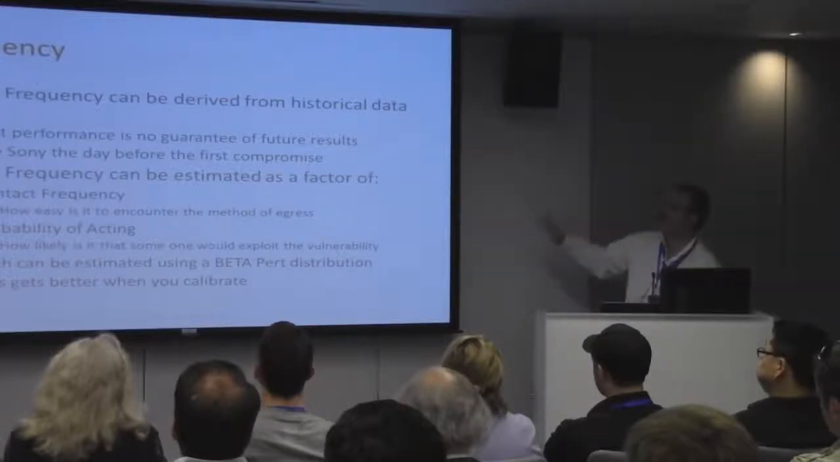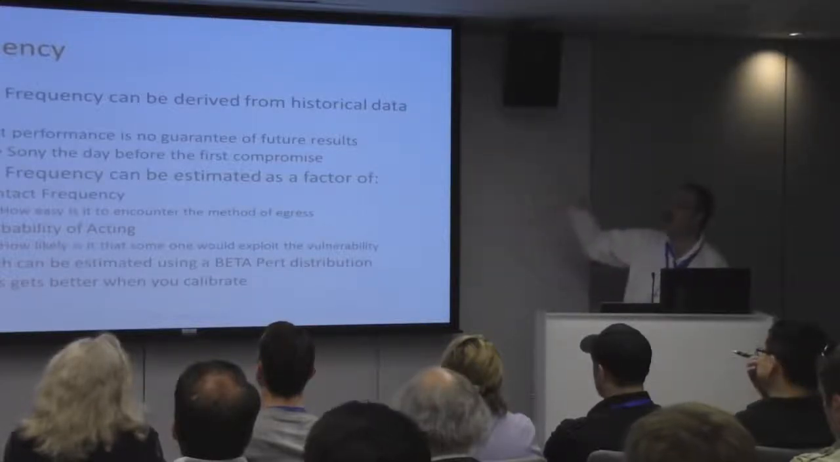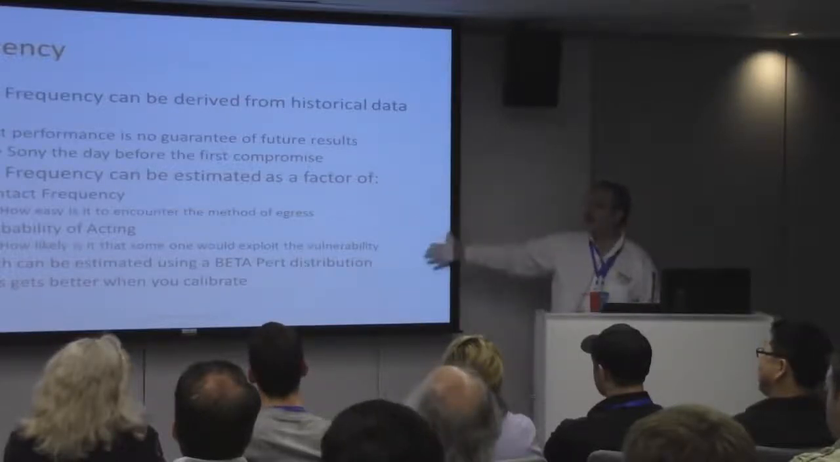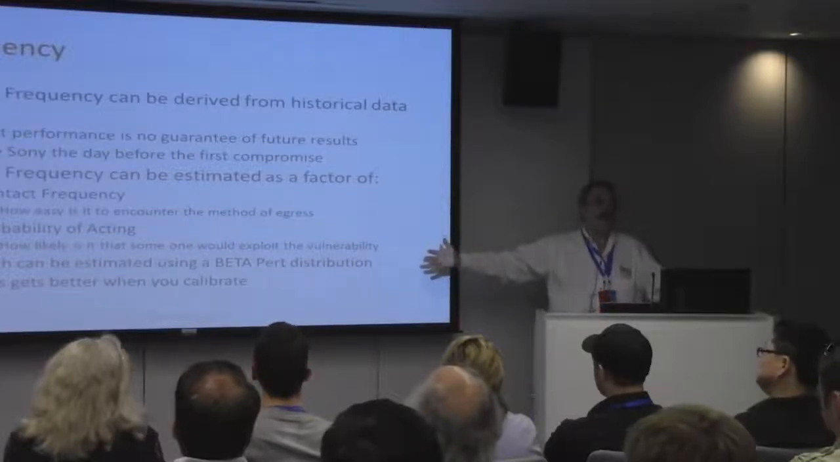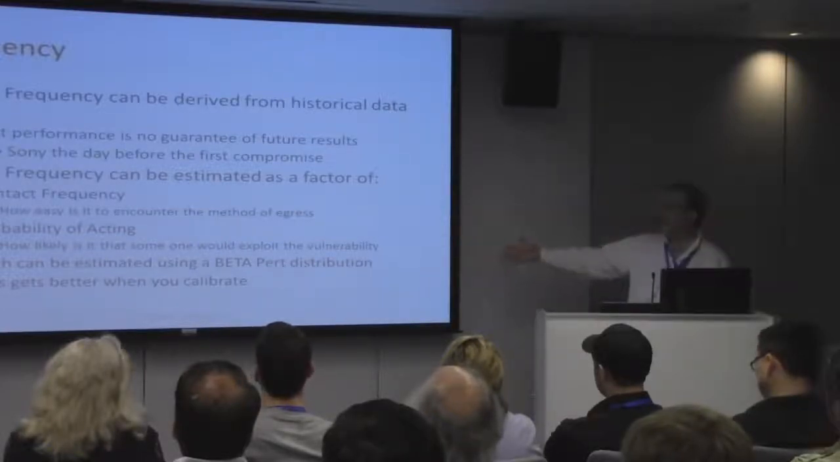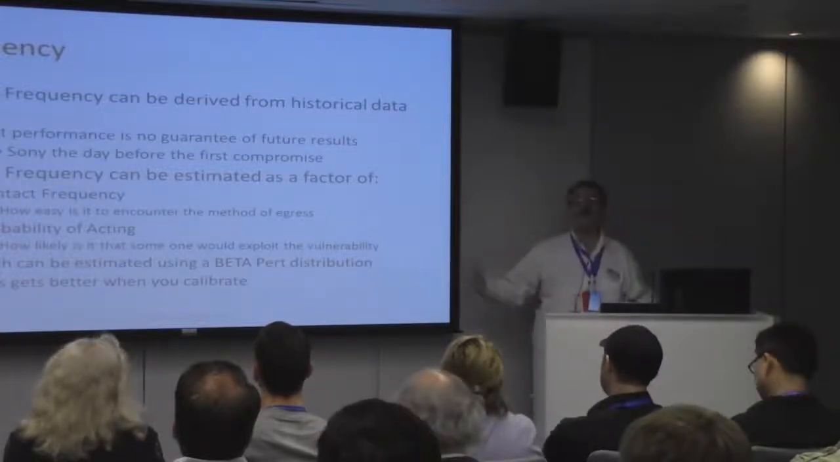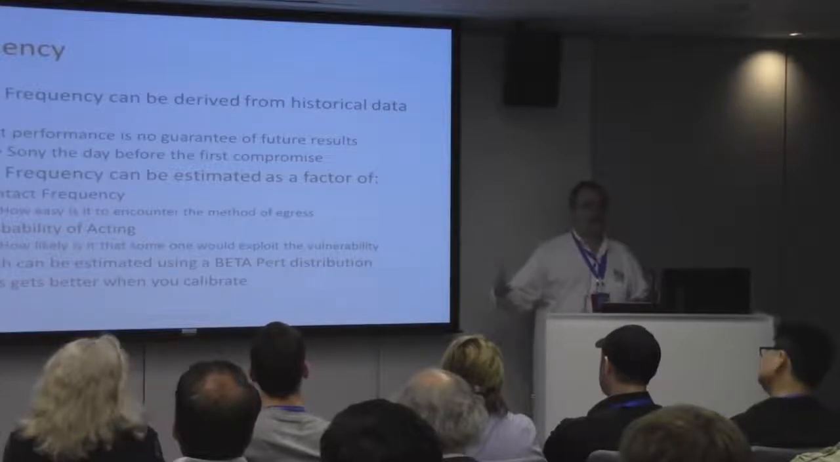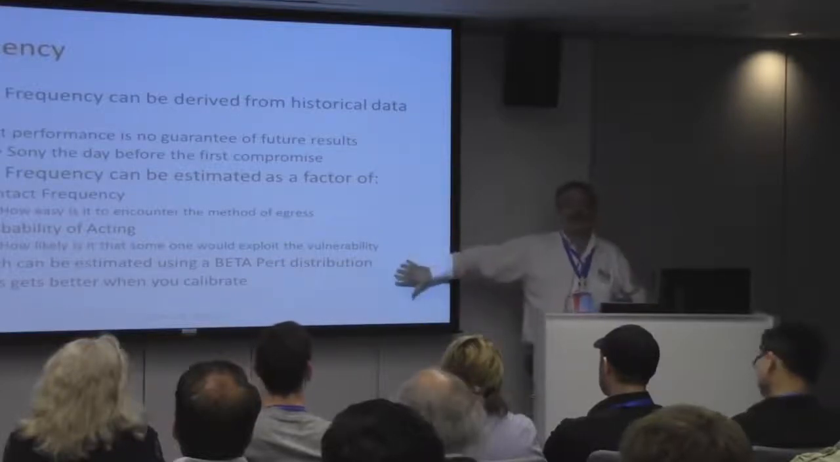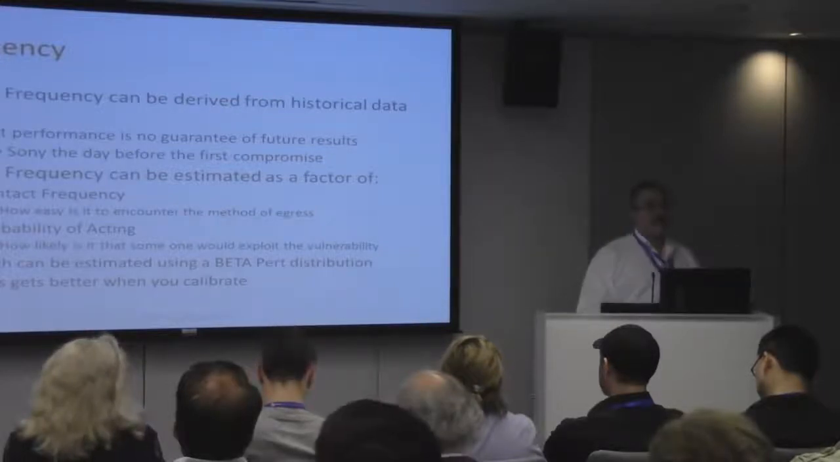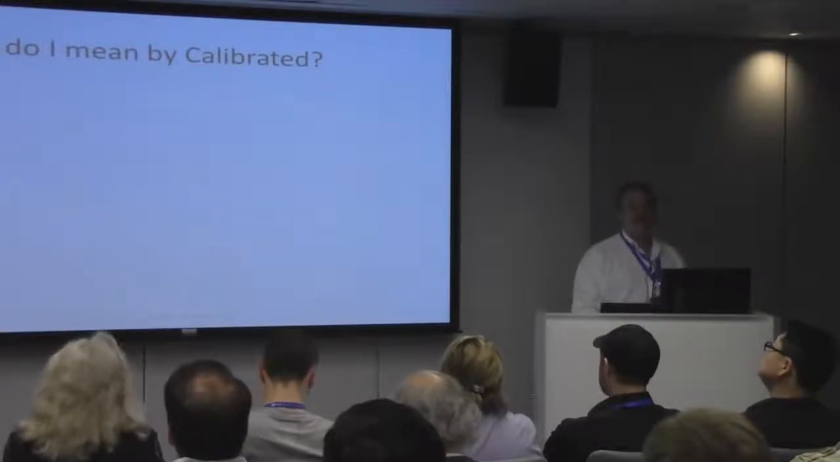Now we can do that a little bit based upon how easy it is to exploit the vulnerability. What is the probability that somebody would go about exploiting this? How attractive are we as a target? And you can estimate these things using a beta-PERT distribution. And things get better as you calibrate. I'll talk a little bit about calibration in a moment, but I will expose the mechanics of how beta-PERT works and talk about it as an analytical model versus other analytical models. And what do I mean by calibrated?